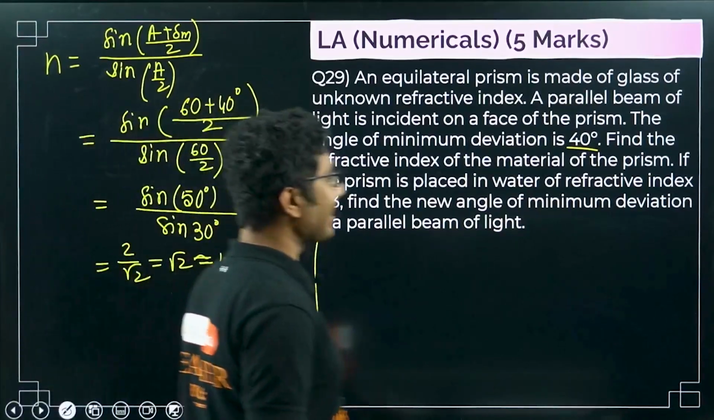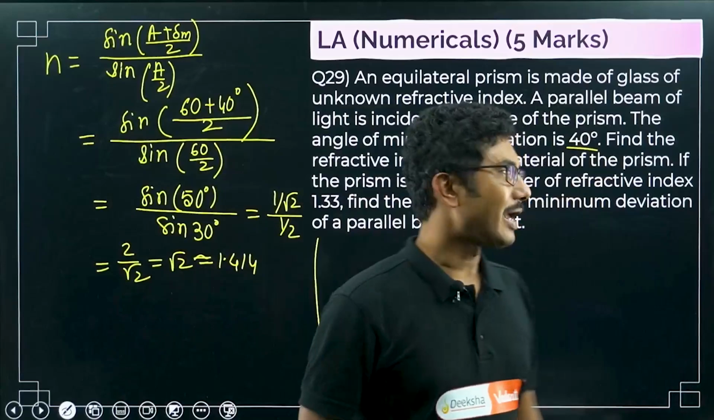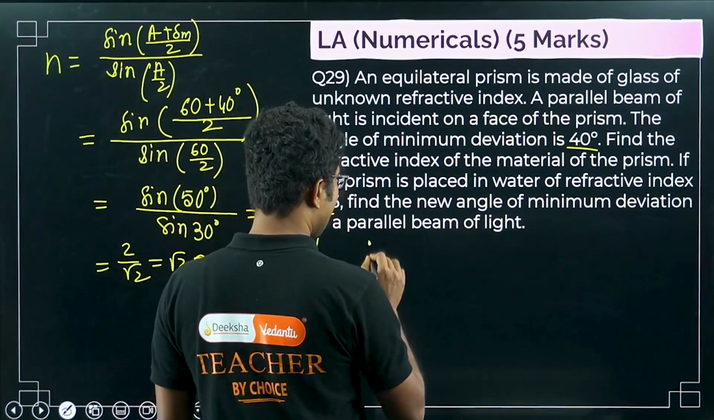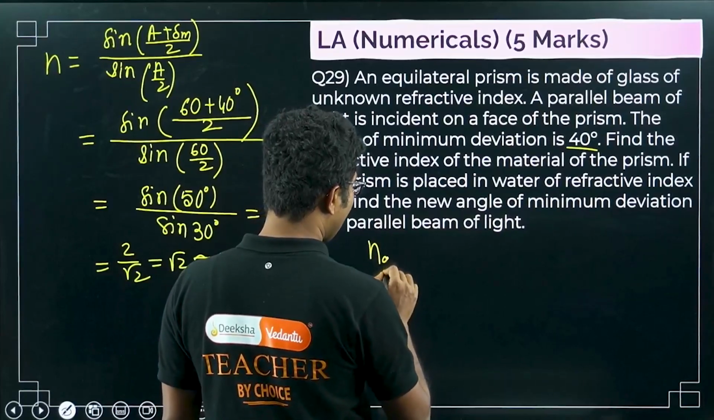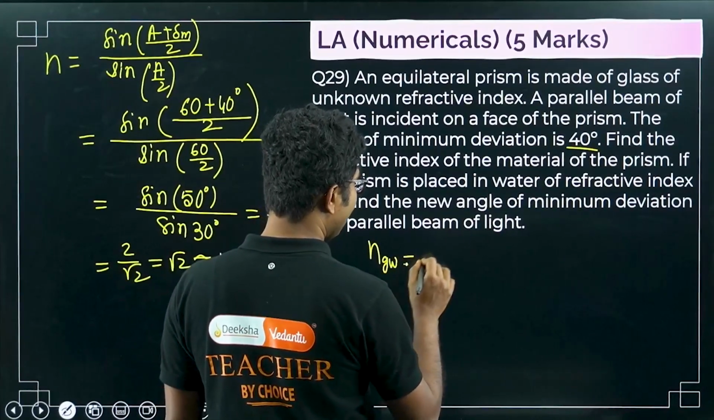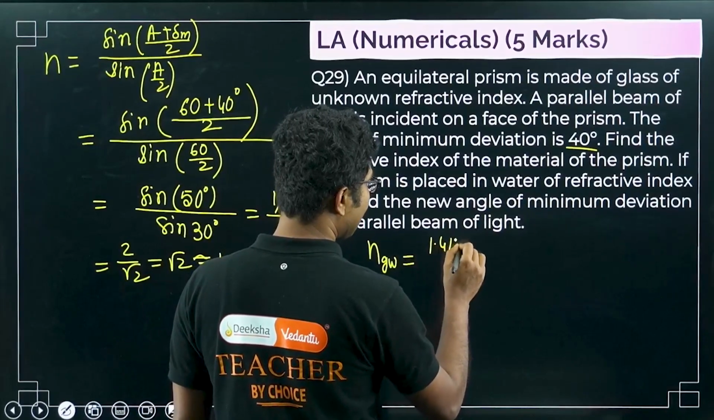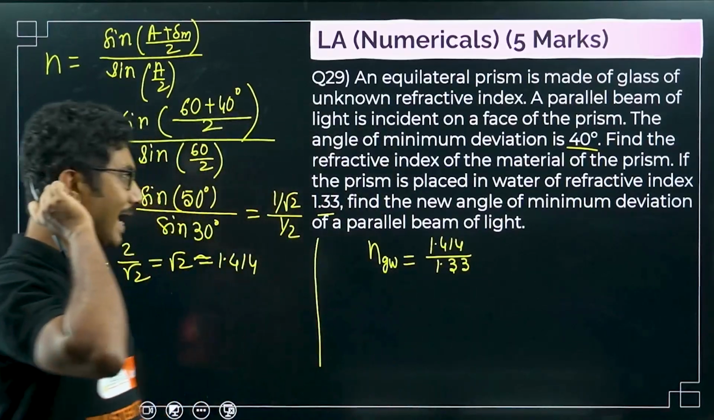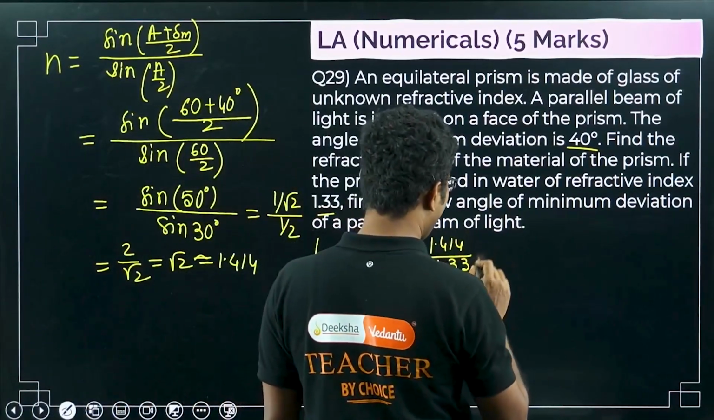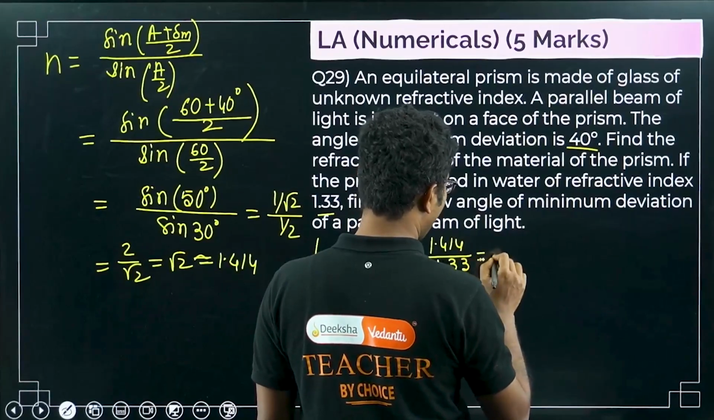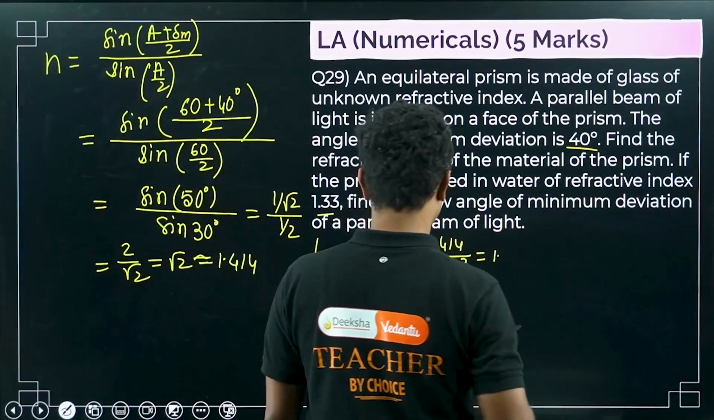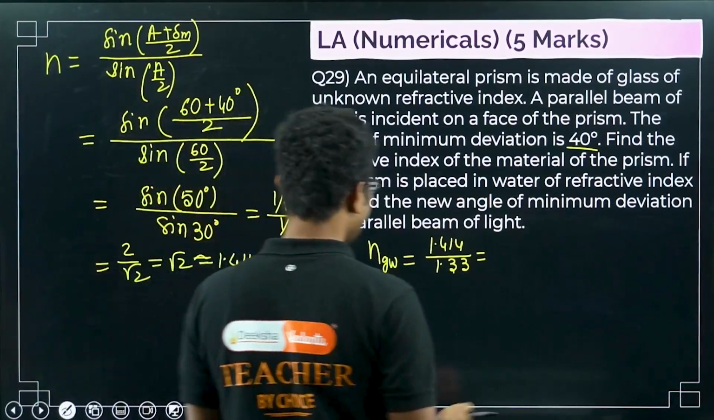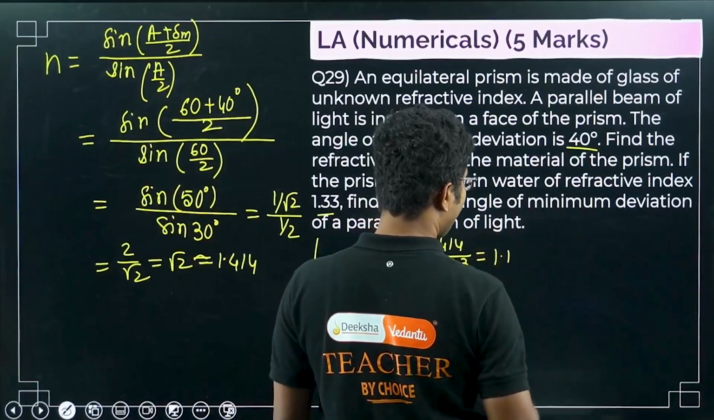The second part says that now it is immersed in water having refractive index 1.33. Now what is the new refractive index? The refractive index of the glass with respect to water is given by refractive index of the glass divided by the refractive index of the water. This is also not a very good value, it will be somewhere around 1 point something. You can calculate it using a calculator. I don't have a calculator, so I am not using it. The data is not perfect, 1.1 perhaps.